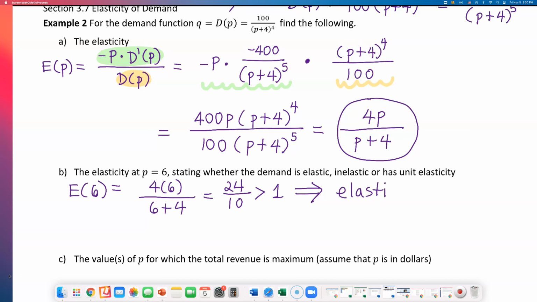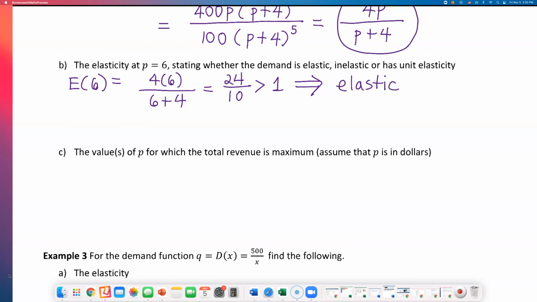Whenever it is greater than 1, you say it is elastic. And what that means is a small rise in price, if it becomes any more expensive than this, will actually decrease the total revenue. Okay? All right, how about the value of P for which the total revenue is maximized? Oh, they want us to find unit elasticity. So how do you find this?